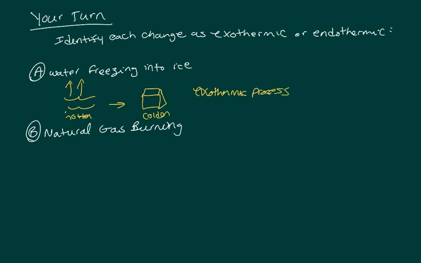And again, we see natural gas burning. When something burns, it generally is an exothermic process and it gives off energy. When we have natural gas burning, we use that to heat our stoves and all that stuff. So when natural gas burns, it emits energy into the environment. So it's an exothermic process. So remember, absorb energy is endothermic, and emit energy is exothermic.